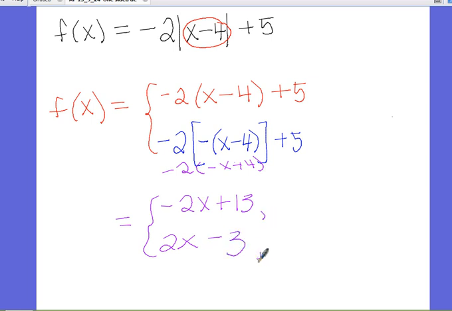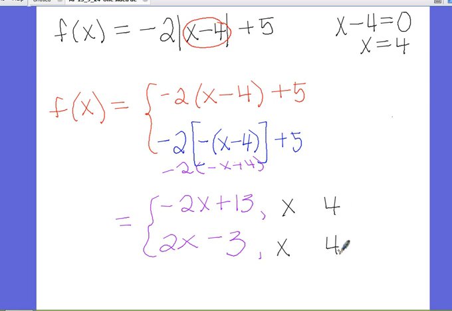Now how do you know which piece is which? Well, first of all, you do have to figure out what x value is going to be your break or the vertex. It's easy to figure it out because inside the absolute value you can set that equal to 0. It works each time. So you get x equal to 4. That's how I know that this one would be 4 and this would be 4. How do you know which symbol to use?